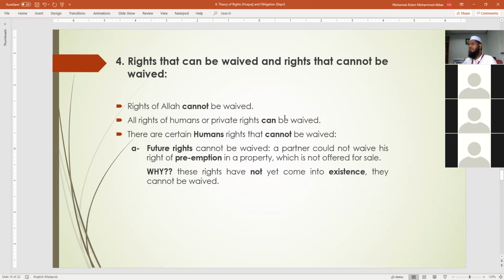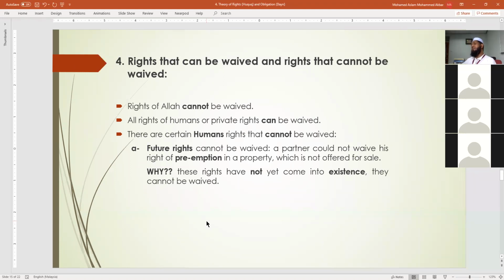There are some exceptions. Certain human rights cannot be waived. For example, future rights cannot be waived, as a partner could not waive his right of preemption in a property which is not offered for sale. Why? Because these rights are not yet in existence.